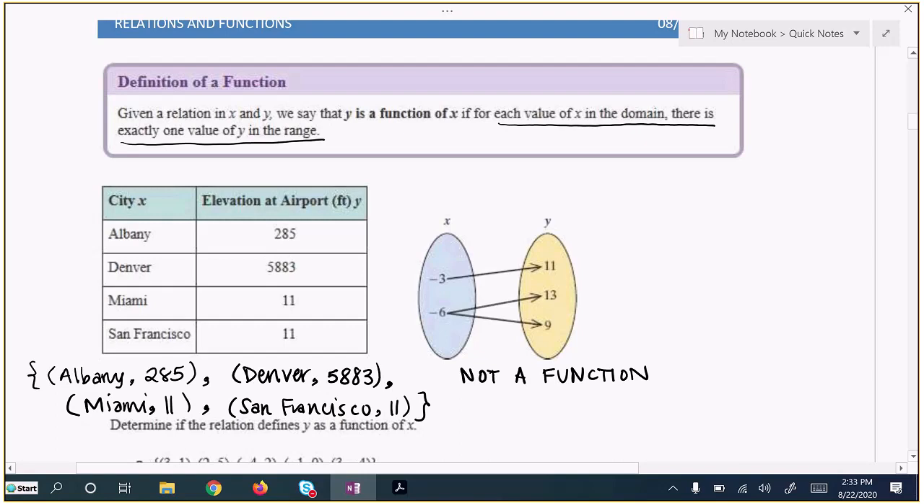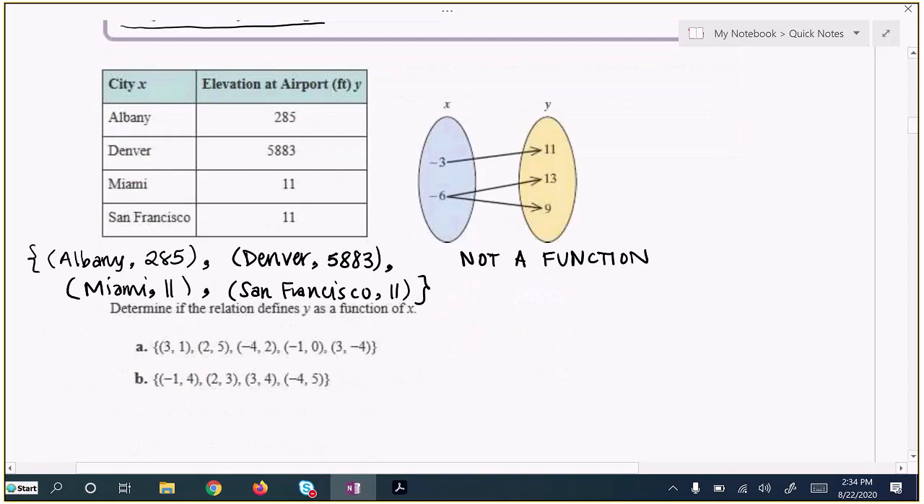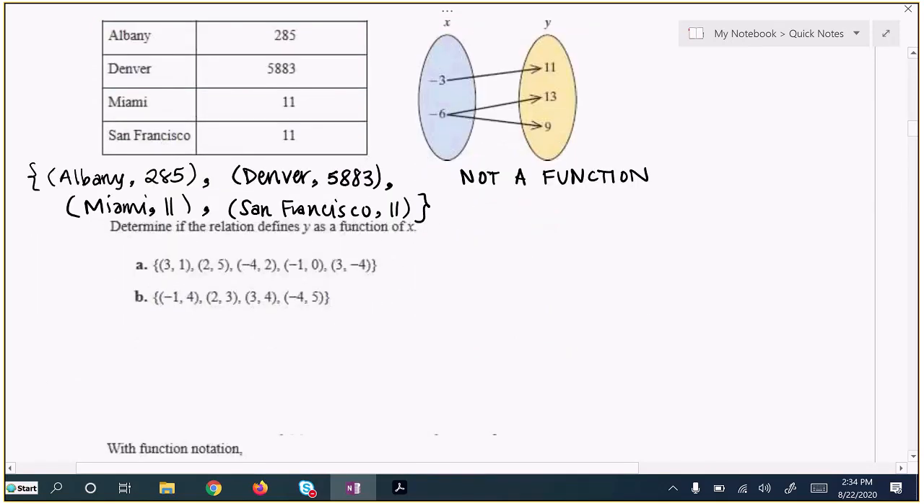And we notice that there are two cities that have the same elevation, the same y value. And that is perfectly fine. We didn't say in the definition that we couldn't have two x's sharing the same y value. We simply said that for each x, there can only be one y value, and there must be one, so it should be exactly 1. Okay? So we'll determine here if the relation defines y as a function of x.